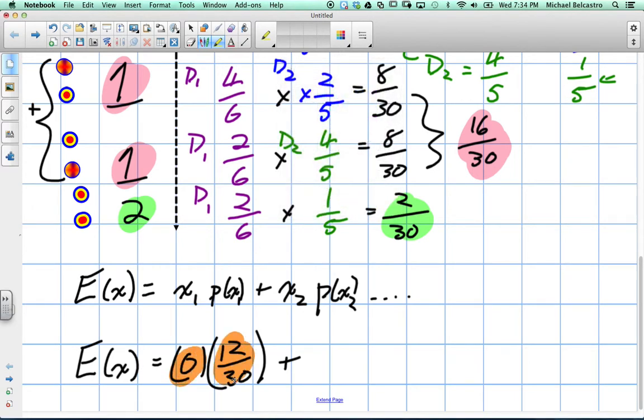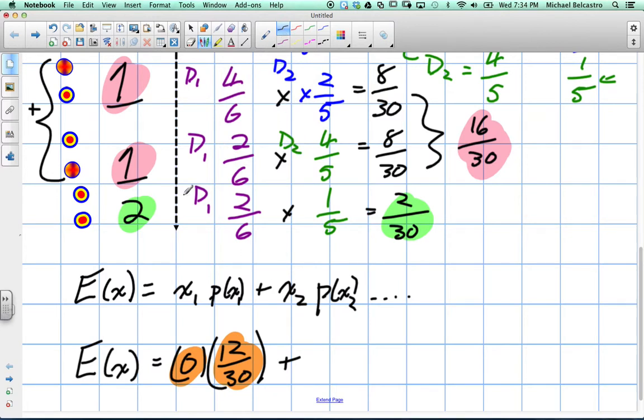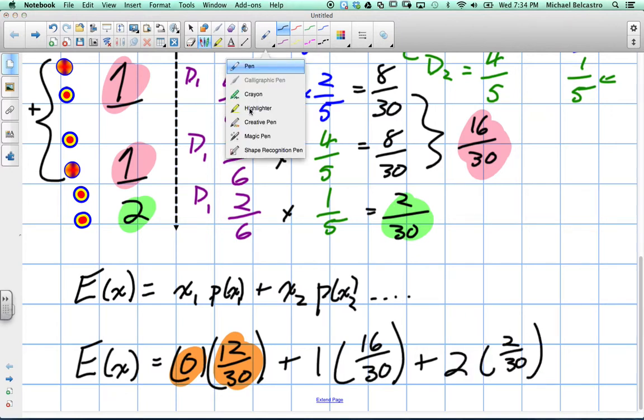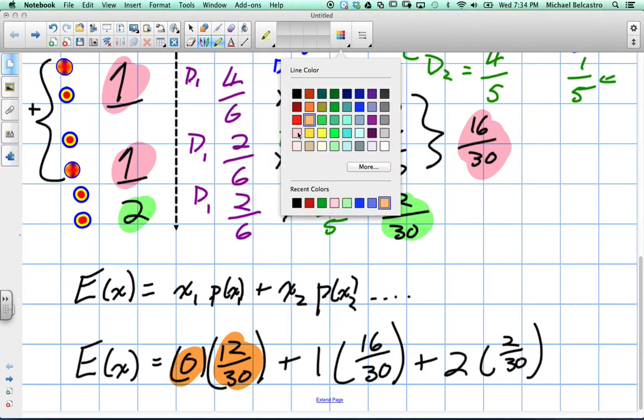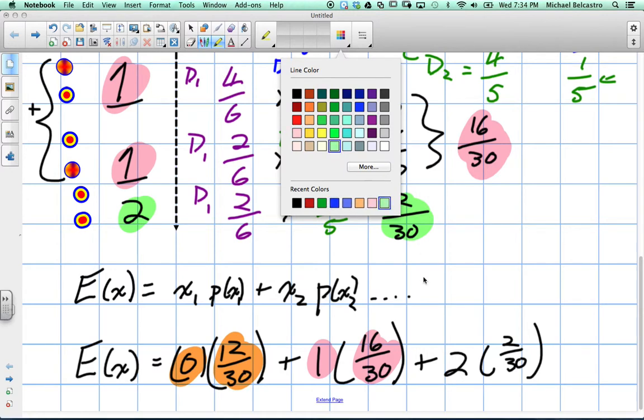Okay, does this make sense? Okay. Then for our second one, our probability of getting the value 1. Well, we have a value of 1, and we remember the probability was 16 in 30. And then finally, the probability of getting a 2. Well, it's 2 times 2 in 30. Okay, and I'll just highlight them for us. The second one was pink here. So these were our pink values. And the last one were green values.